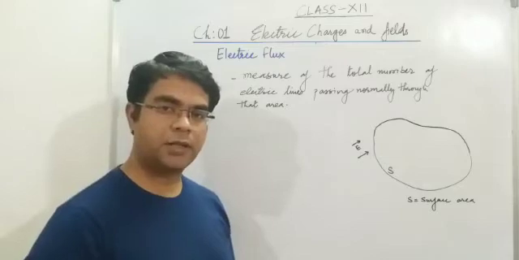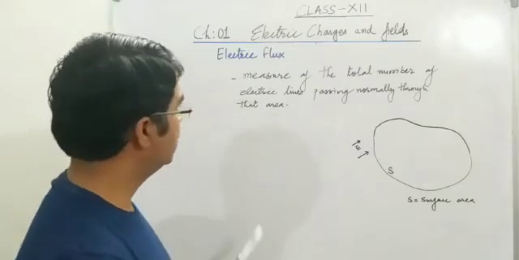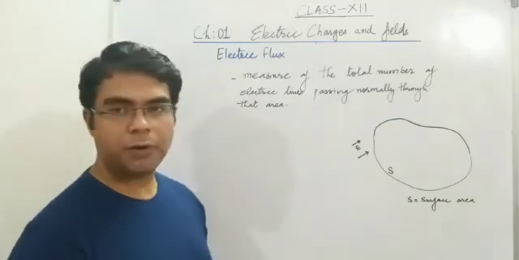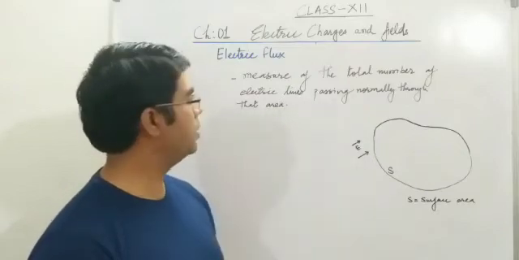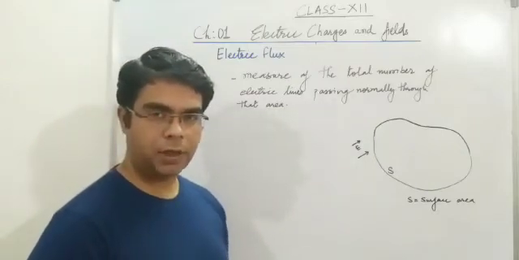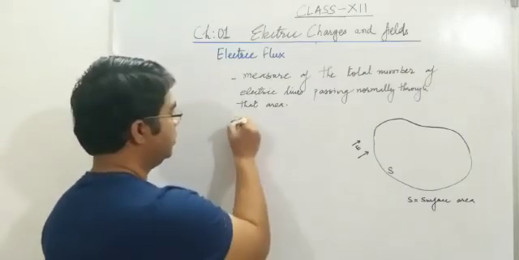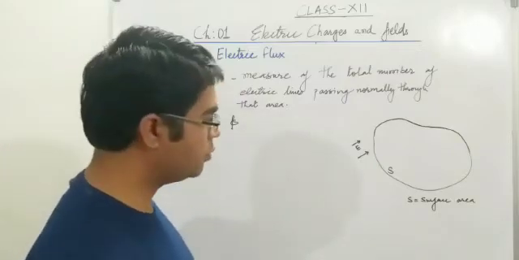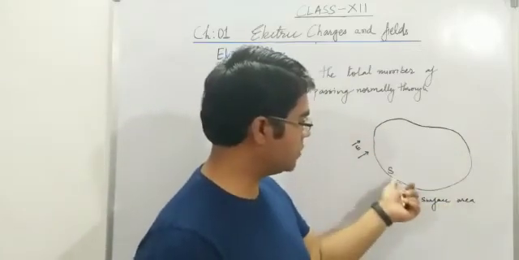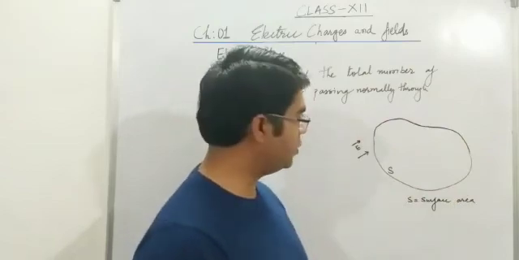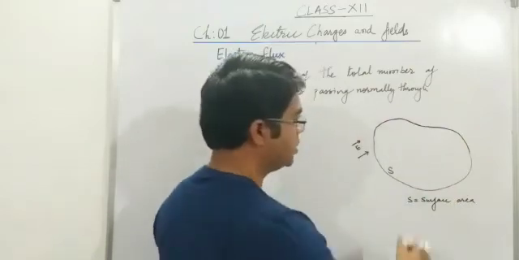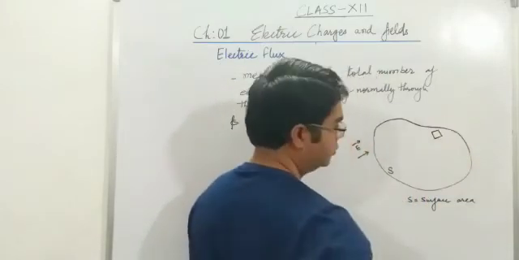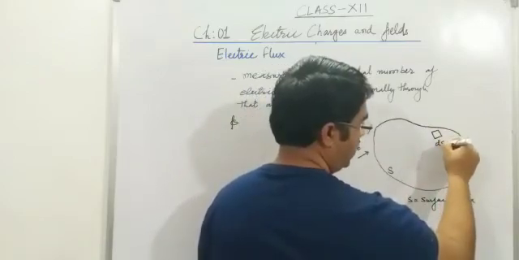The last topic of today's lecture is electric flux. Electric flux through an area in an electric field is a measure of the total number of lines passing normally through that area. It is represented by the symbol phi. Now to find electric flux through a given surface, consider a closed surface of surface area S. To find electric flux through this surface, consider a small surface of area ds.